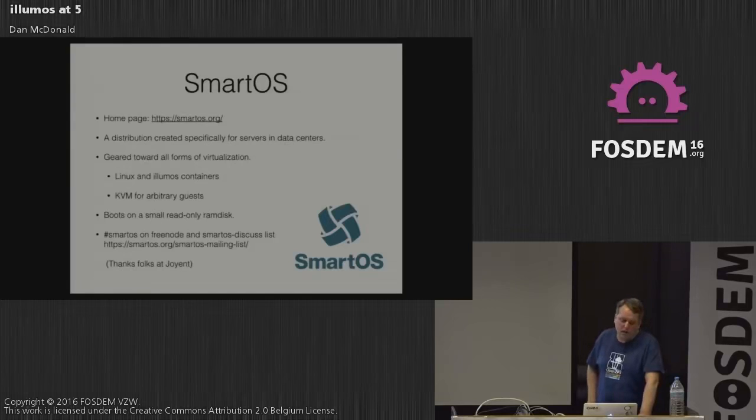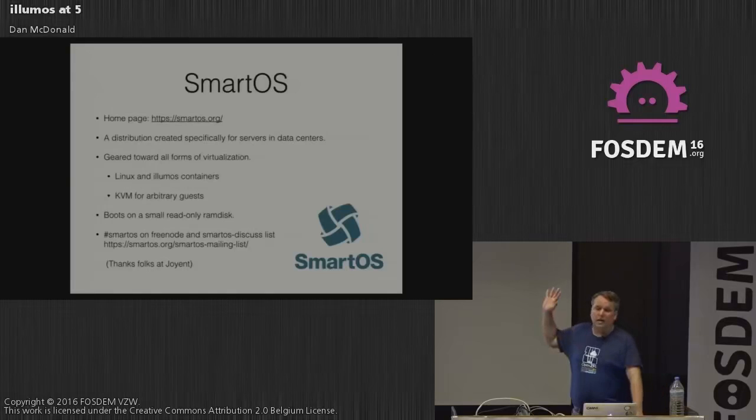Its distribution is geared toward servers and data centers for clouds. And it's geared toward all forms of virtualization. I talked about Linux and illumos containers. Everything runs outside the global zone, as we call it in illumos. And then they have KVM zones as well for arbitrary guests. And the way SmartOS works is interesting. You plug in a USB stick, and it loads the USB stick into memory as a RAM disk, and then it's up and running. Any spinning rust on a SmartOS machine is just storage. So that works out pretty well for them. They're #smartos on Freenode, and they have a discussion list too.